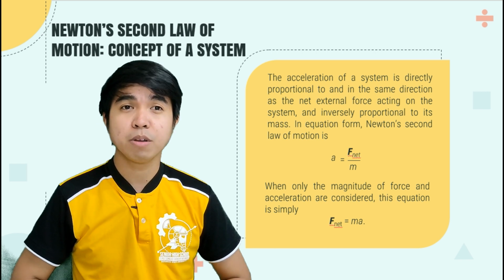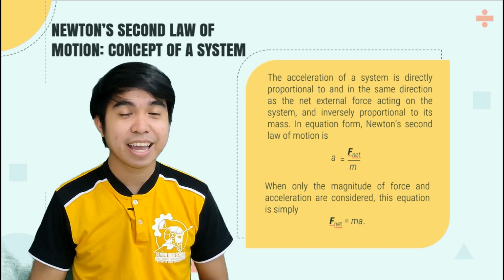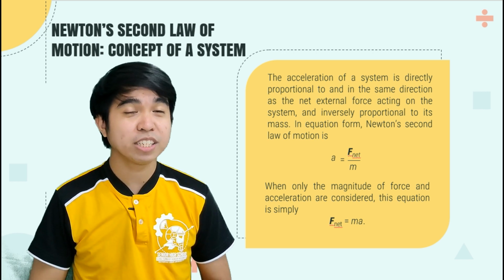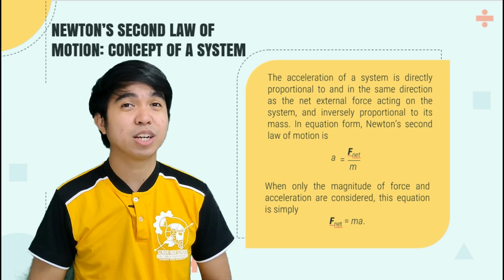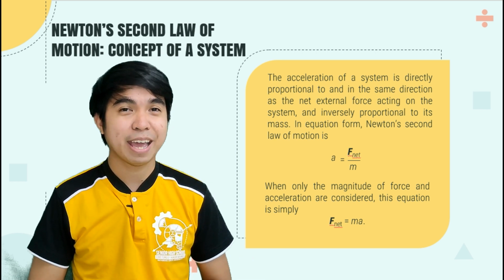In equation form, Newton's second law of motion is a equals F sub net over m. When only the magnitude of force and acceleration are considered, this equation is simply F net equals ma.